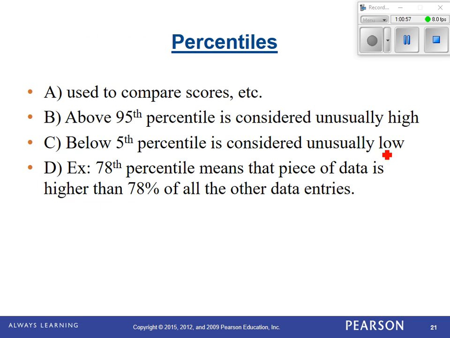Percentiles are used to compare scores. Above the 95th percentile and below the 5th percentile are considered unusual. This you might want to write down. As long as you can interpret the rest of it, 78th percentile means that that piece of data is higher than 78% of all the other data.